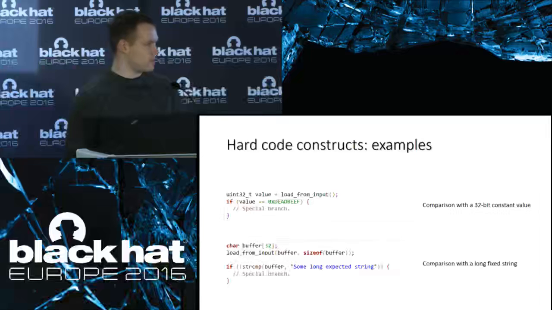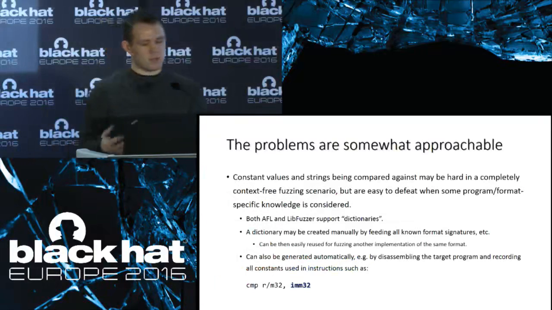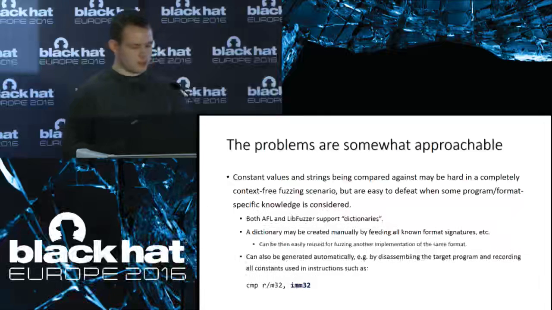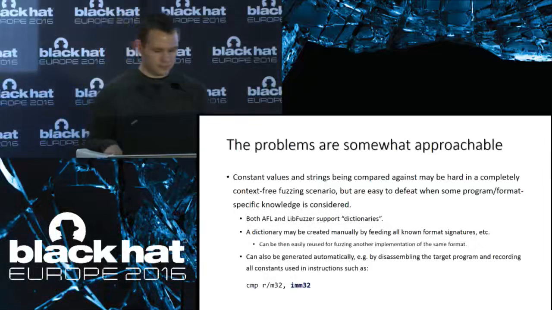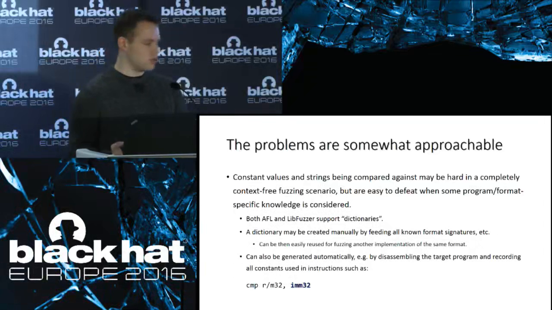A comparison with a 32-bit value, of course, is very difficult to cross with just a dumb fuzzer, because we would have to guess this specific 32-bit value. And the same thing goes with the string comparison, which would be even harder to guess. But those problems are actually somewhat approachable if you think about it, because you can, for example, use approaches such as dictionaries, which are supported in both AFL and libFuzzer, which could be used to find those specific values that are being searched for in the code.